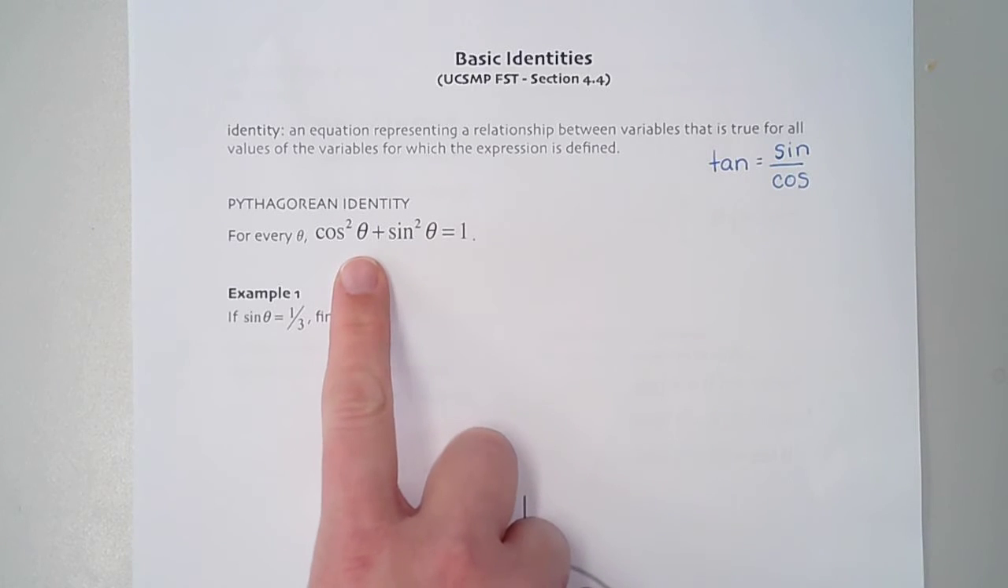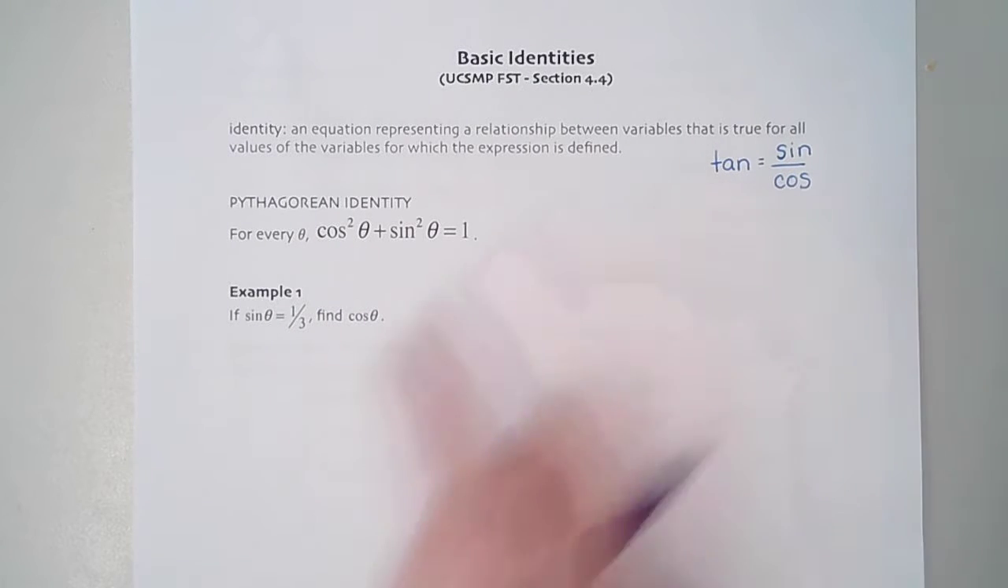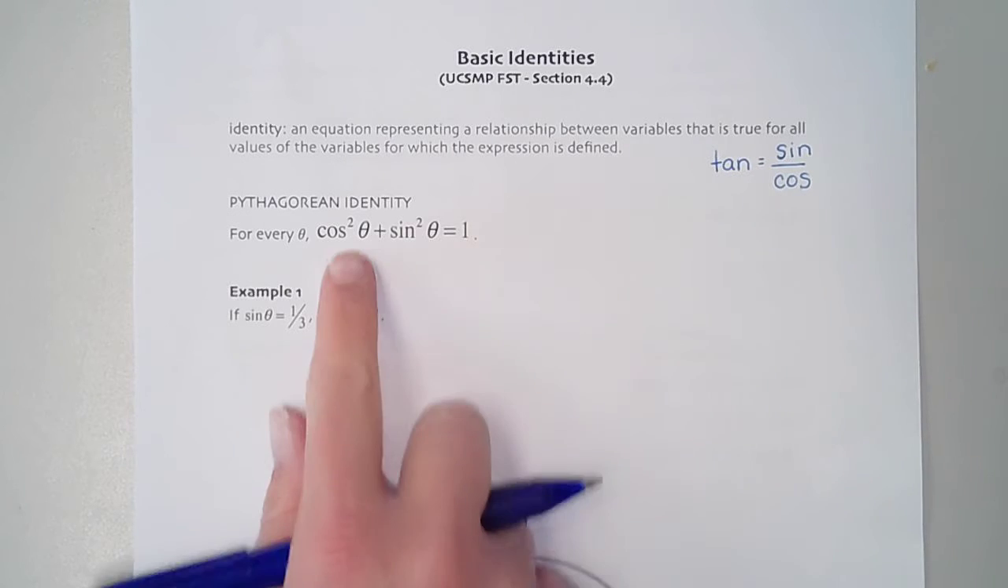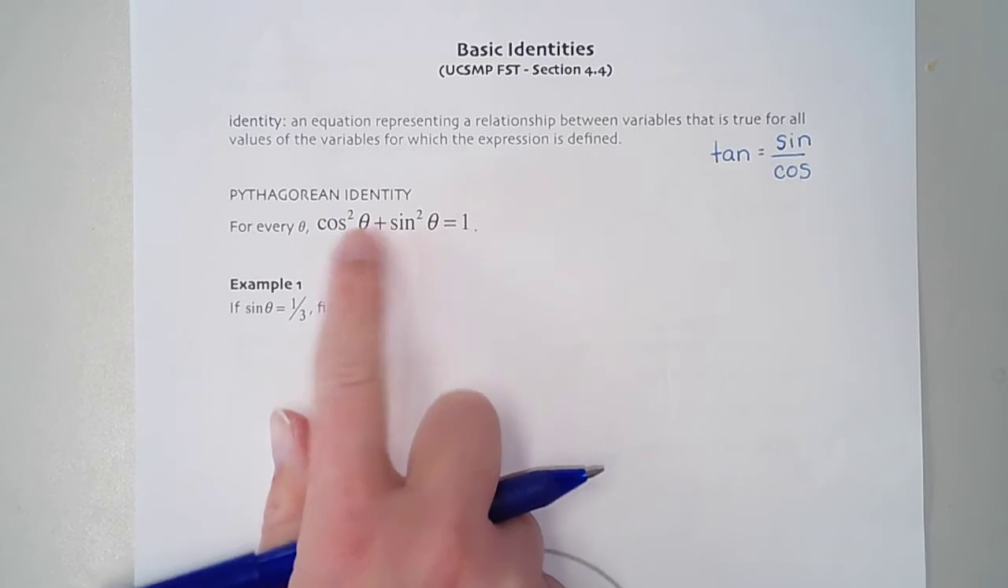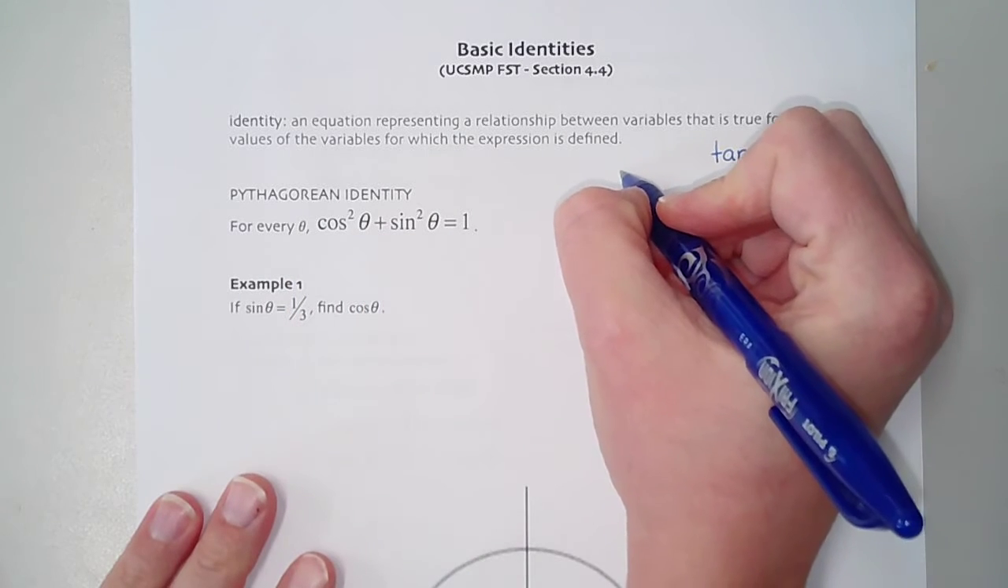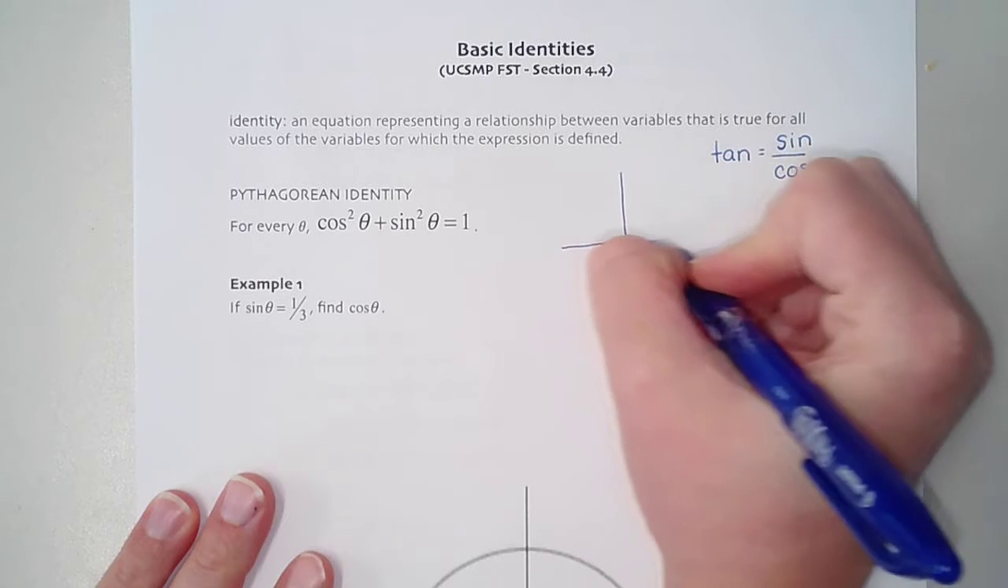Another identity is this one. Cosine squared of theta plus sine squared of theta is equal to 1. So let me just explain where that one comes from. First of all, I hope you can see why it's called Pythagorean identity. It looks a lot like the Pythagorean theorem, right? A squared plus b squared equals c squared. Because, and here's our friend the circle again.